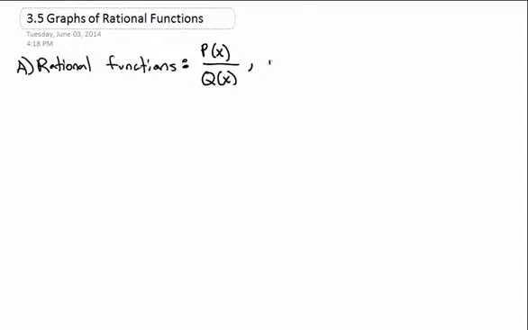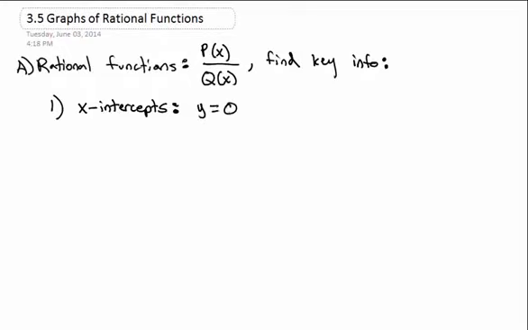In this case, we're going to find some key info that's going to help us in order to graph the function. So 5 key pieces. First, we're going to want to know the x-intercepts. And the way we find an intercept is we make the other variable equal to 0. So we make y equal to 0. And then when we multiply by the denominator, what this really, in effect, will do is take the numerator and make the numerator equal to 0. And solve that function. And that'll give us the x-intercepts.